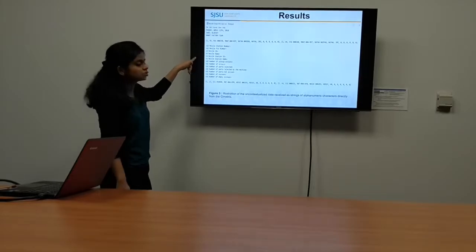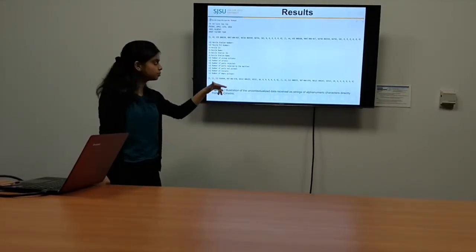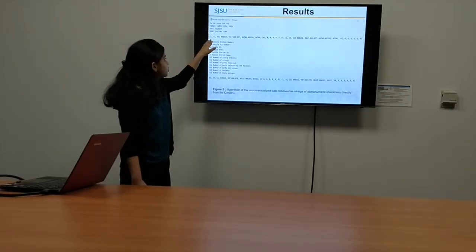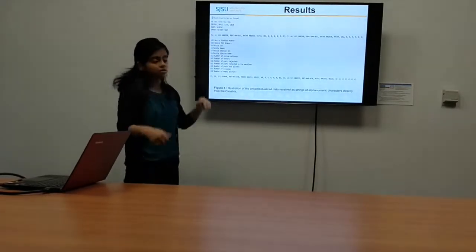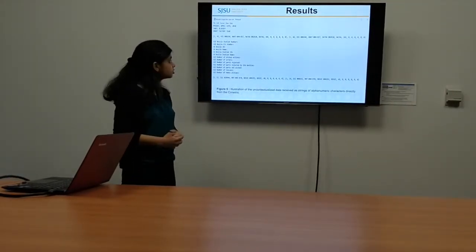So this is an illustration of the nozzle usage data that we received while doing the experiment. The first number, for example, means which nozzle station number you were using. The second number means what was the pit number you were using.